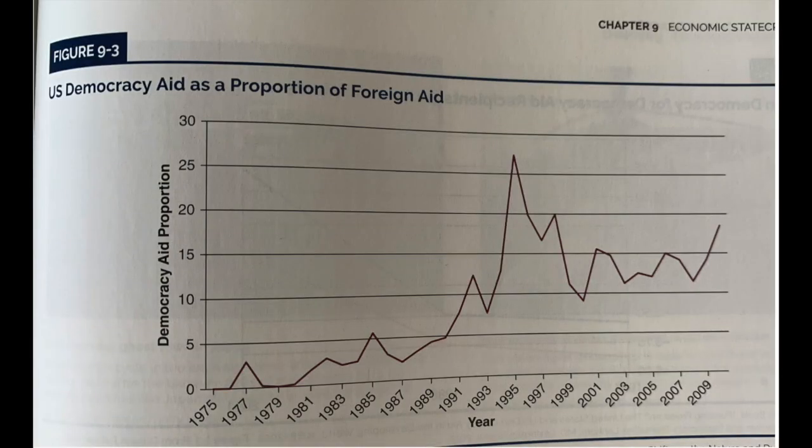So we'll throw this up here. This is figure 9-3 from the book. This is U.S. democracy aid as a proportion of foreign aid. So if we're looking at all of the aid, 100% of aid would be all of the military, democracy, humanitarian, et cetera, et cetera. This is just taking democracy aid.